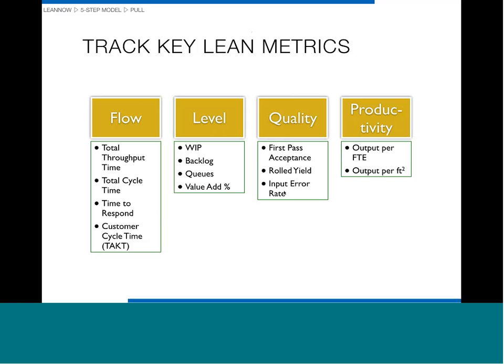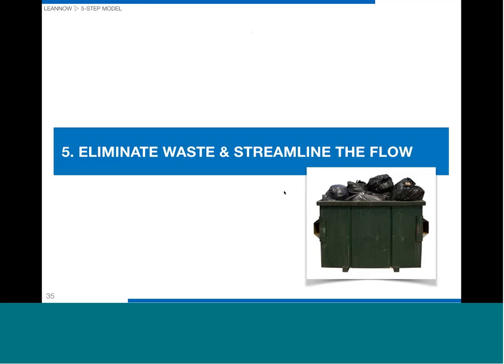Rolled yield is simply adding up the first pass acceptance to see, of what started, what gets all the way from one end to the other without ever having to be reworked. So that's kind of fun to watch. And productivity, output per FTE is the simplest one. Some people like, because space can be really important, output per square foot sometimes is helpful there. So just some ideas about lean metrics.